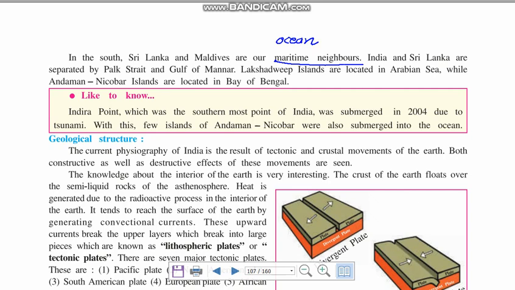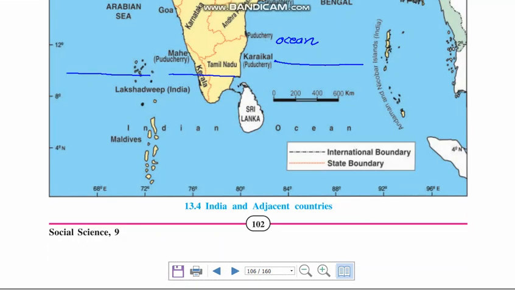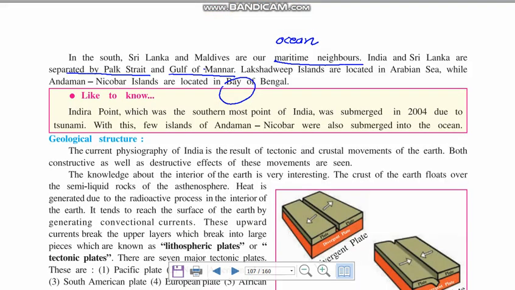India and Sri Lanka are separated by the Palk Strait and the Gulf of Mannar. See, this is known as the Palk Strait. I have told you, two sides are land, and in between them there is a narrow passage of water that is known as a strait. Right, so that is known as the Palk Strait.